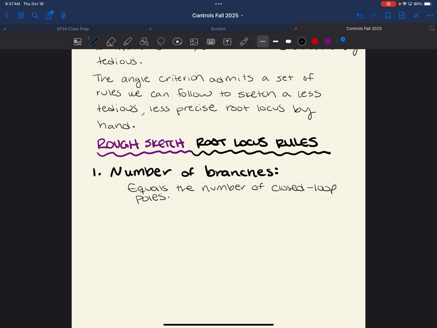Okay, simple enough. Find your closed loop transfer function, find out how many poles it has. That's how many branches exist.